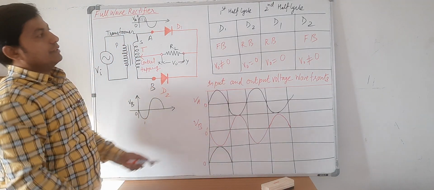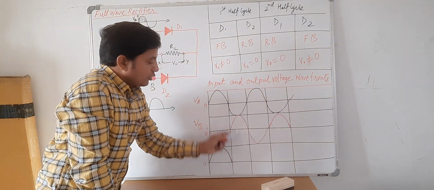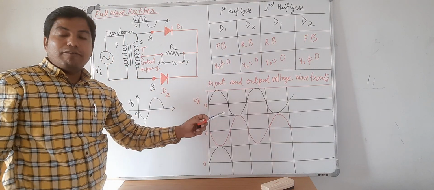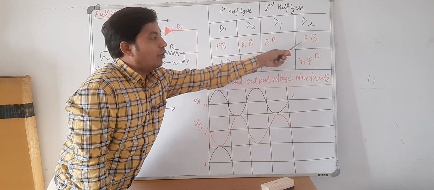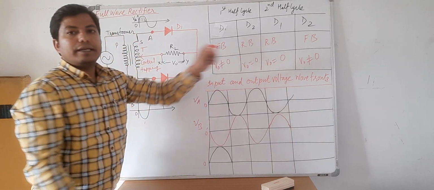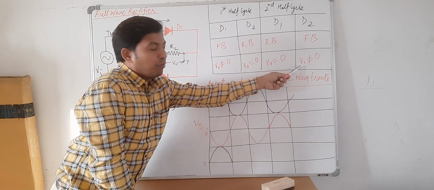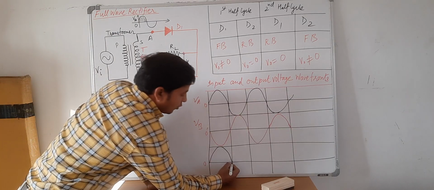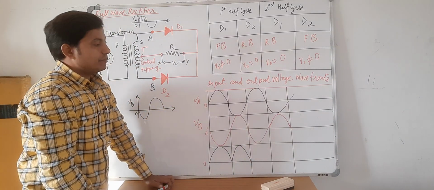Now you check for the second half cycle. This graph is for the second half cycle. Diode D1 is in reverse biasing, so there will be no voltage due to D1. But diode D2 is in forward biasing for the second half cycle. Therefore, V output will not be 0. There will be some value of V output. So draw V output for the second half cycle.